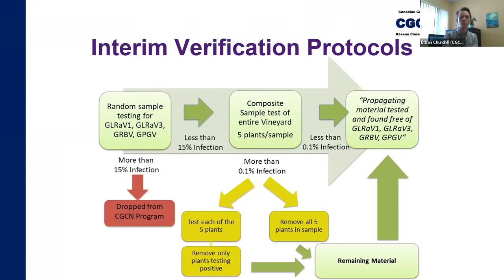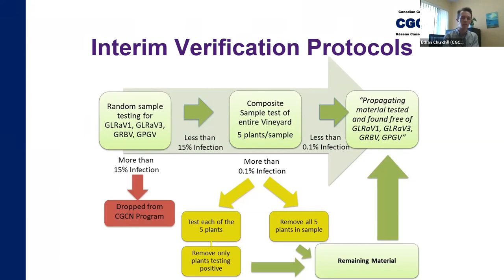That second phase of the protocols involves testing each individual vine via a composite sample of leaves from 5 vines, or a composite sample of canes from 2 different vines. The threshold of virus is 0.1%, which would be 1 in 1,000 vines.